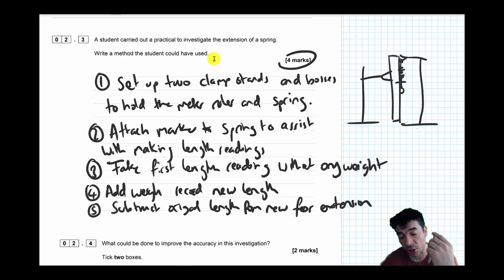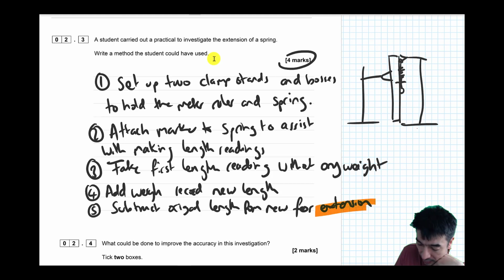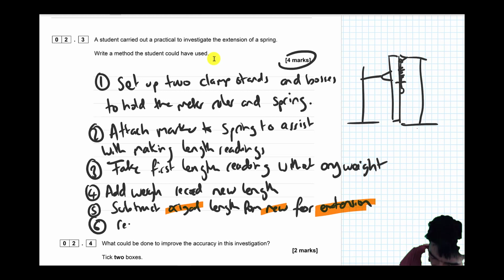So you have to always mention that you are getting the extension by taking the original length and the new length and subtracting them from each other. That's why that's all been mentioned, because I'm trying to hit those marking points. Okay, so have I said enough? Oh yes, and then finally, really go the extra mile here. Repeat for the same weight, so you can take an average.